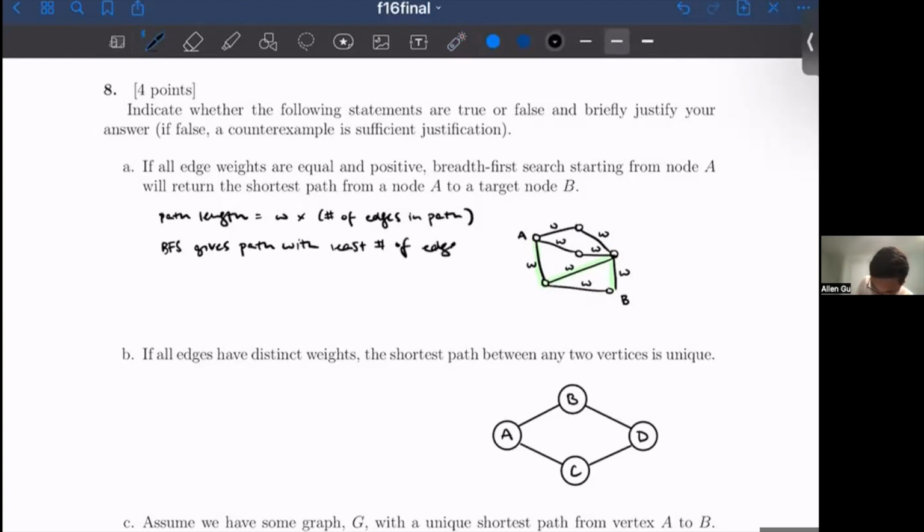Hopefully at this point, we see a correlation between the two. BFS gives us a path with the least number of edges, and we can express the path length, or the distance going along some path, as W times the number of edges in the path. So if BFS gives us a path with the least number of edges, then that path in our graph where all the weights are equal and positive will also have the shortest distance. And so in this case, this is going to be true.